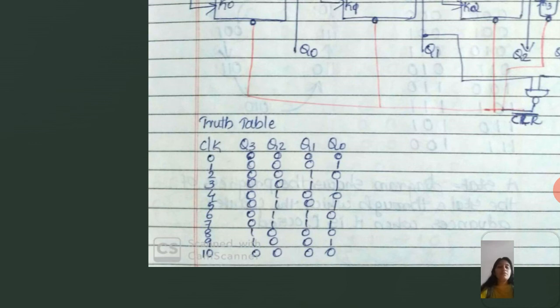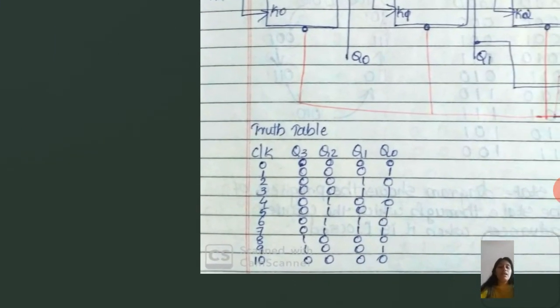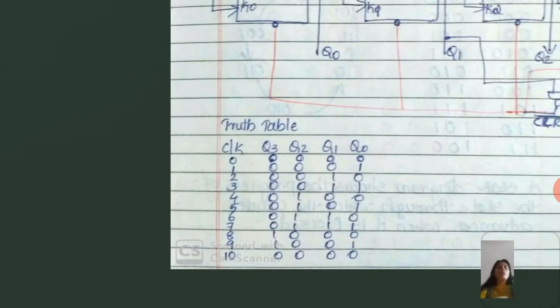Sixth will be 0 1 1 0. Seventh will be 0 1 1 1. Okay, eighth one will be 1 0 0 0. Ninth one will be 1 0 0 1. And the 10th is doing the reset operation. So if 10 clocks are provided, the flip-flops should be reset, so the values will be 0 for all the outputs.